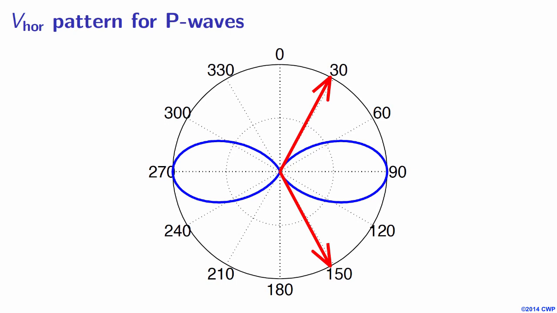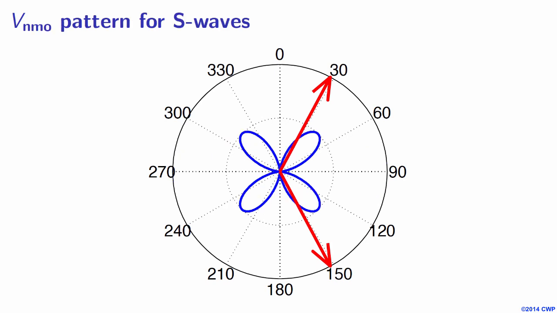Here it seems that most of the P wave energy scattered by the anomaly in V horizontal will be recorded by the receivers in the aperture. So we would expect a very big update, or the inversion algorithm to do a good job of updating V horizontal. And here we look at S waves. So again, VNMO and V horizontal have similar patterns. So we expect the S wave energy to be scattered similarly by both VNMO and V horizontal.